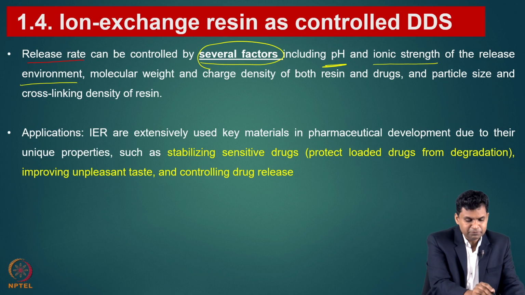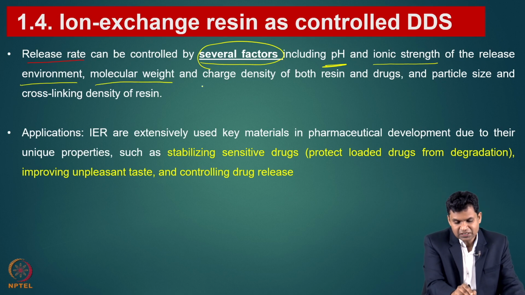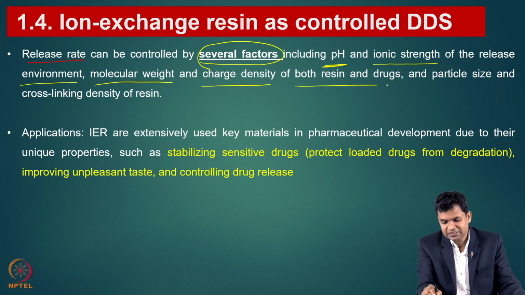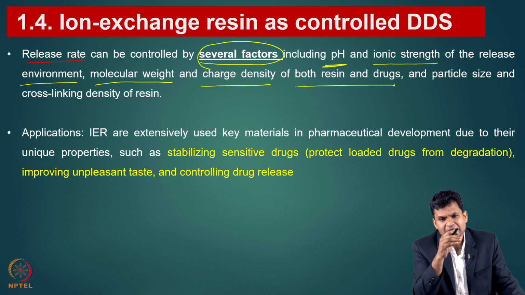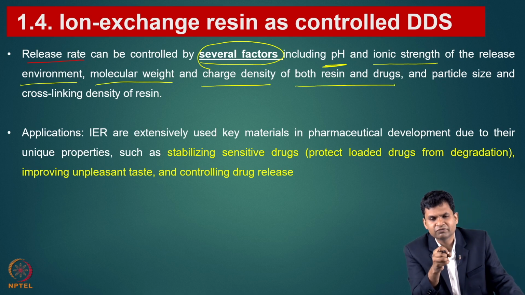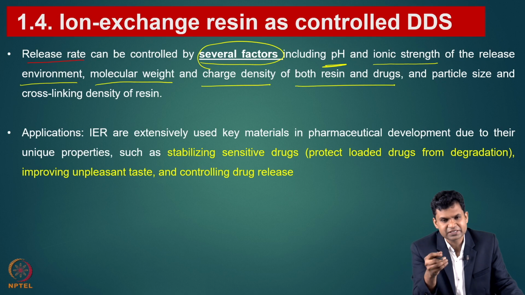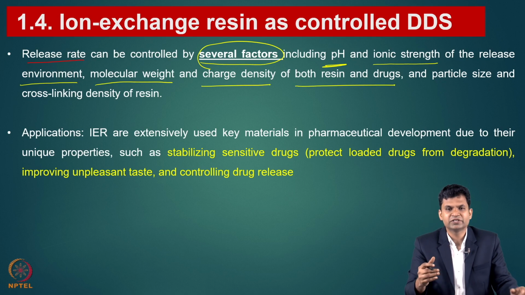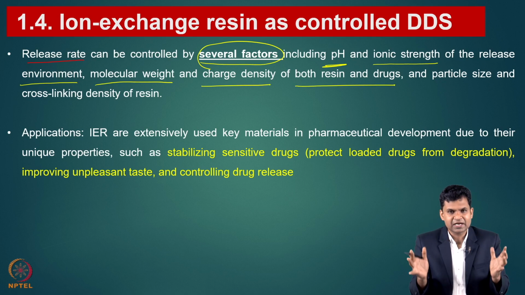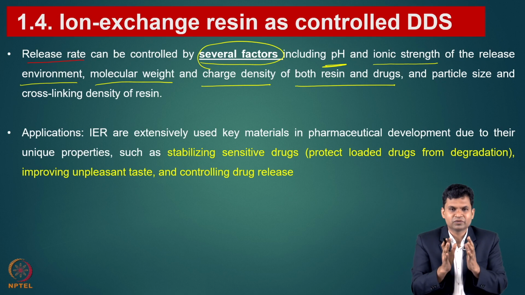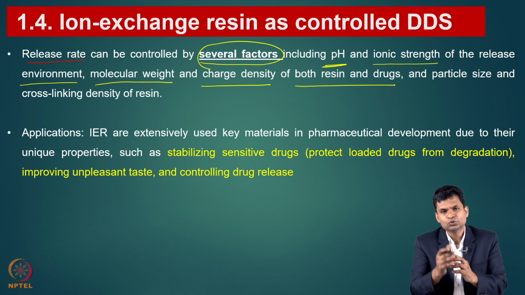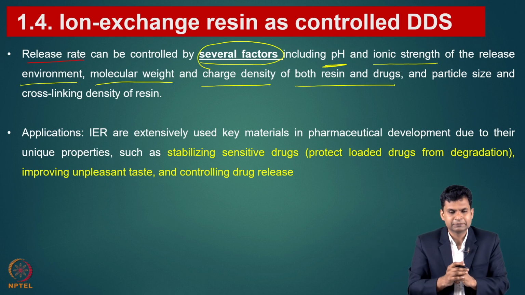So, that is also very important. And then the molecular weight and charge density of both resin and drug are also very important. All this we need to perform during the pre-formulation studies. Based on the pre-formulation studies, if you understand the physicochemical properties of your drug, it is very easy to select the right resin. Once you are done with the molecular weight and charge density, after understanding, you can select the right resin for the interaction.